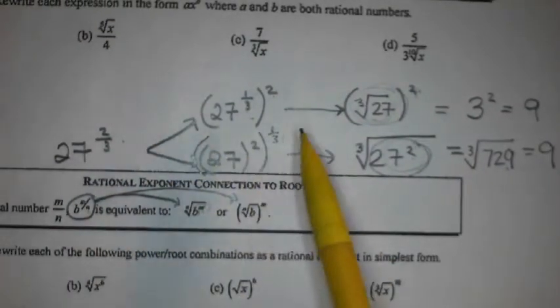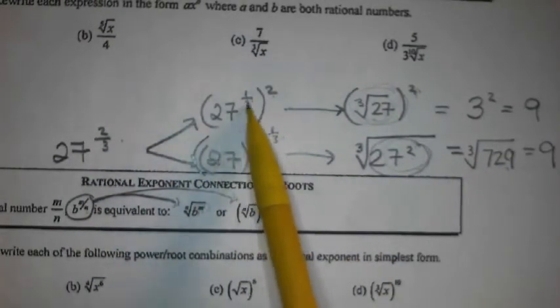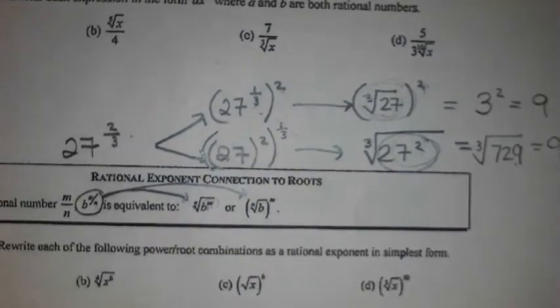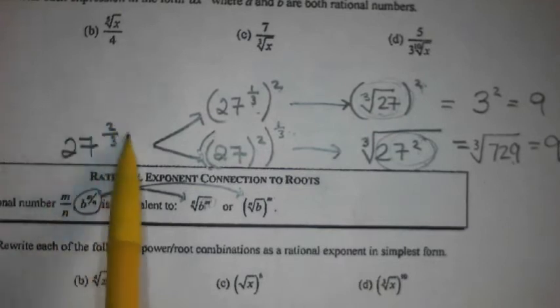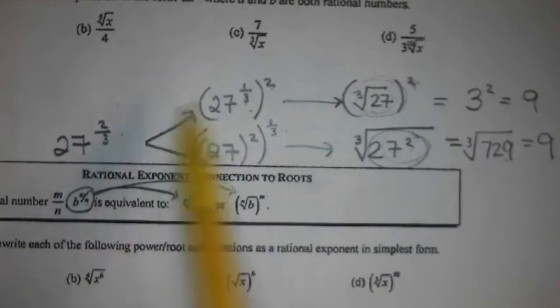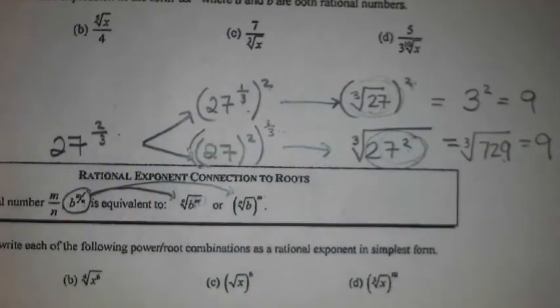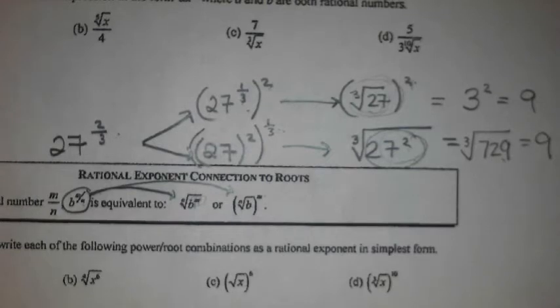My point is also with exponent rules, power to power can happen in either order. So for the record, if you typed in on your calculator 27 to the 2/3 power, you're going to get 9. Okay? Any questions?